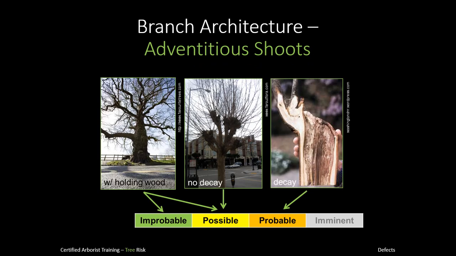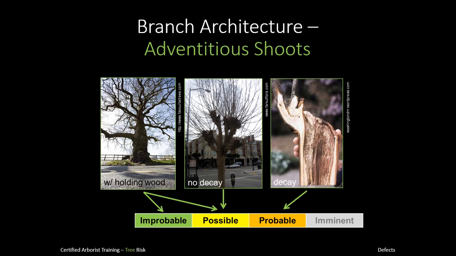So, adventitious shoots. They can be low risk if they've been on there quite a long time and have actually grown into legitimate branches. If they're brand new, like the pollard in the middle picture, they can be a possible cause of failure. But again, they're much smaller than a normal branch. That's not as alarming from a risk point of view. But when they have decay like the one in the right picture, that's the most concerning.